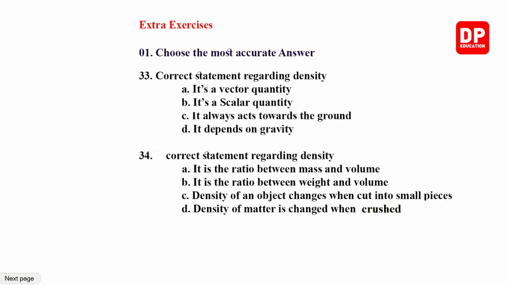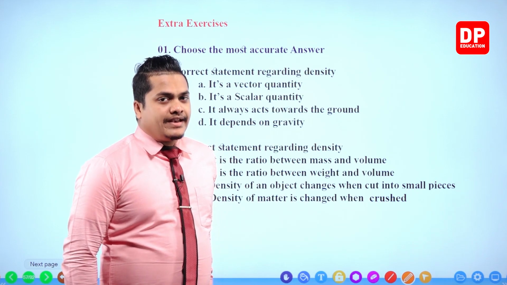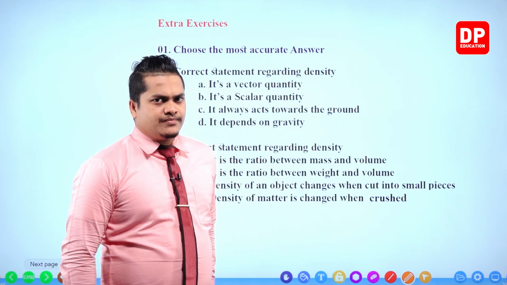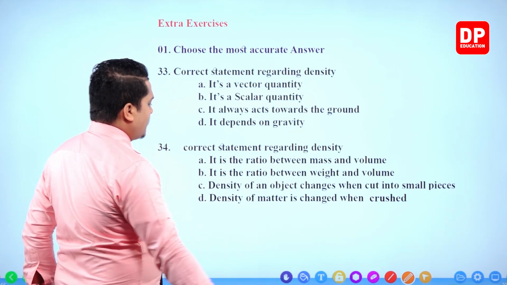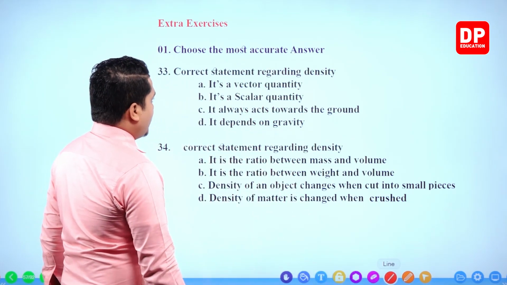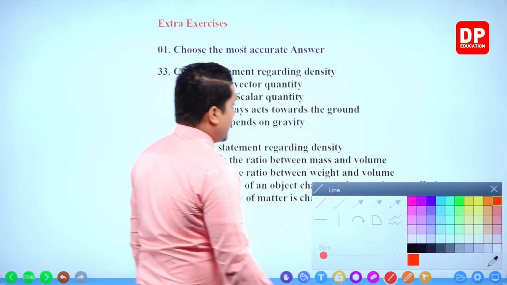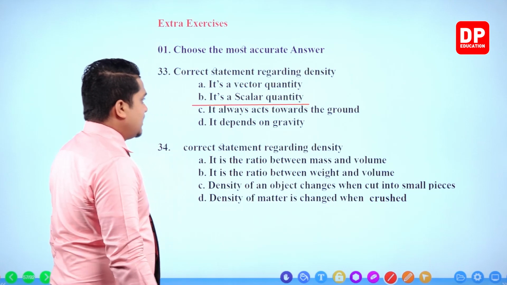Correct statement regarding the density. It is a vector quantity. You know that we learned this under the force lesson, my dear children, basic concepts regarding forces. Force is a vector quantity because it has a definite direction and a magnitude. However, density does not have a definite direction. It doesn't show any direction of acting. Therefore, density is a scalar quantity. So saying it is a vector quantity is incorrect. The correct answer for question number 33 would be: it is a scalar quantity.